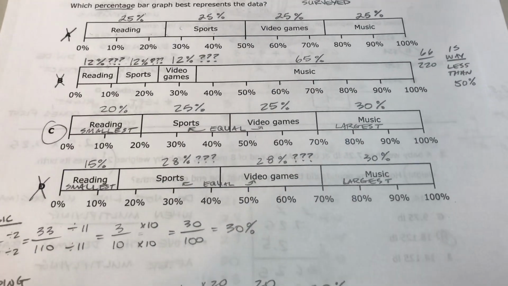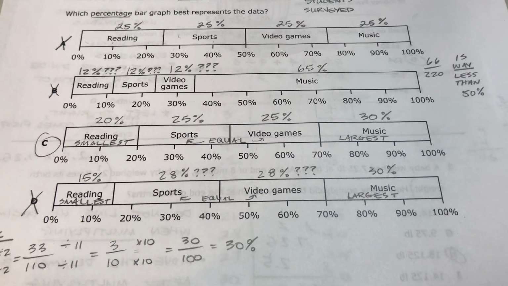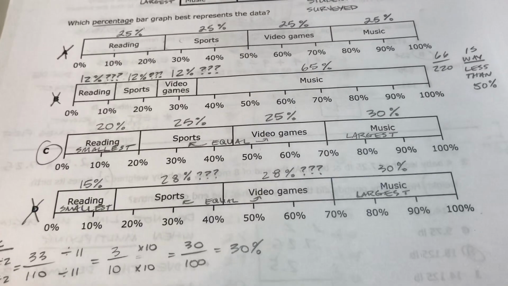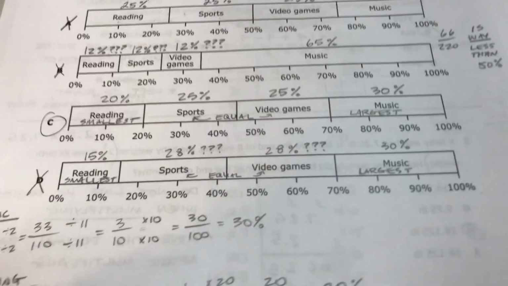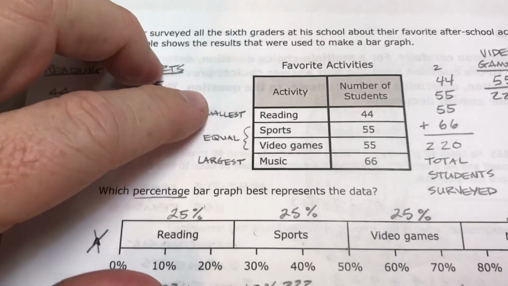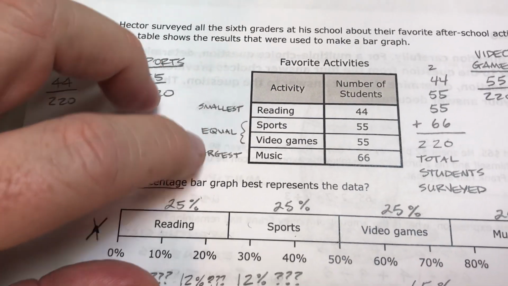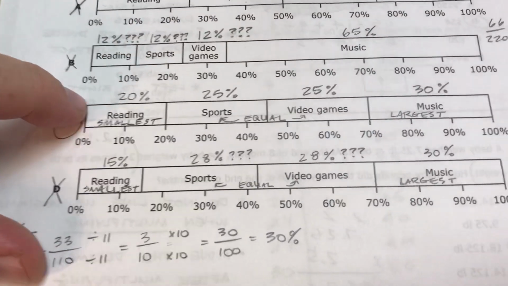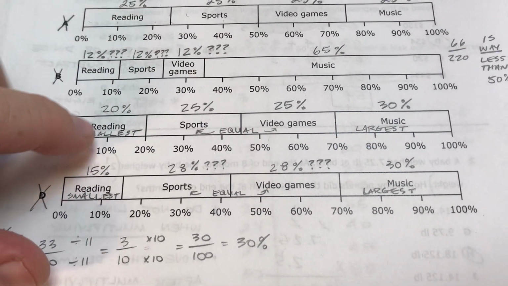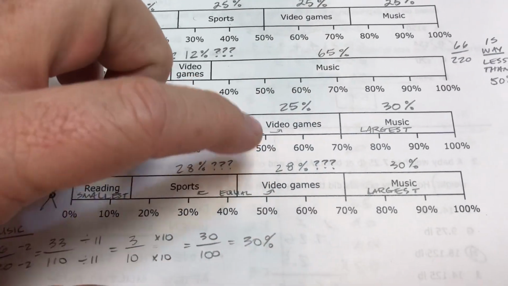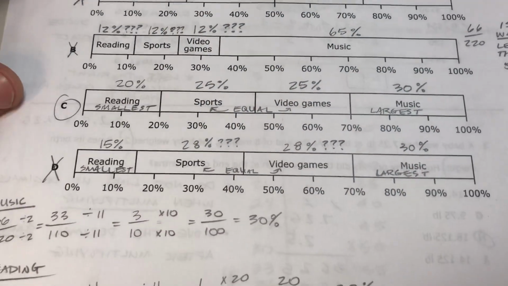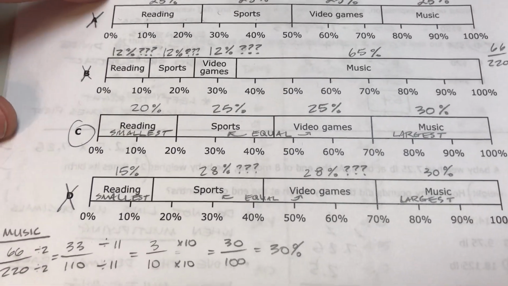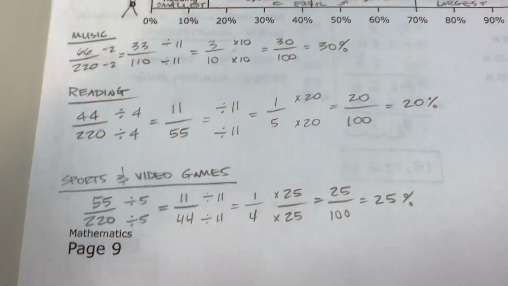C and D are very similar. So you have got to calculate the exact percentages, otherwise it's nothing but a guessing game. So I'd figured out ahead of time that reading was going to be the smallest, these two were going to be equal, and music was going to be the largest. And when I look at these two, it looks like reading is the smallest in both, these two are pretty equal in both, and music is the largest in both. But that's not good enough. I don't want to just randomly choose between C and D. I need specifics. So I calculated them down here.